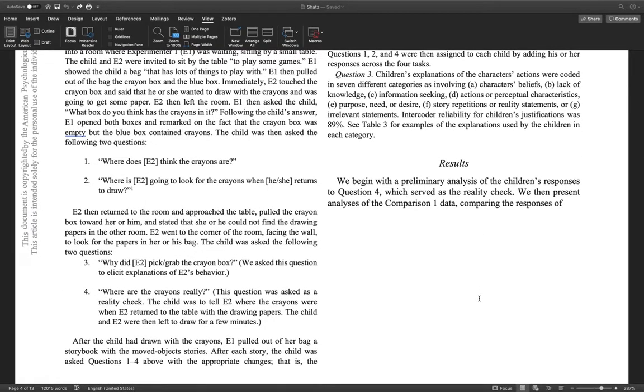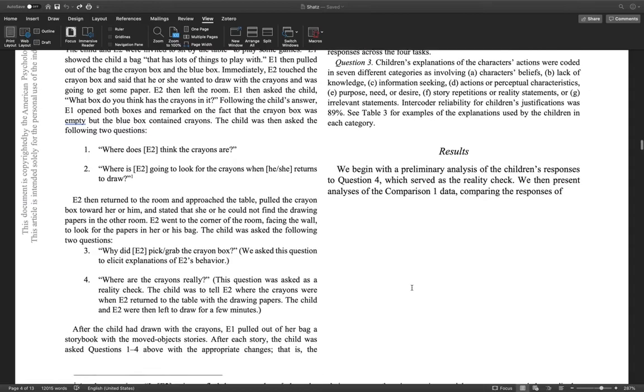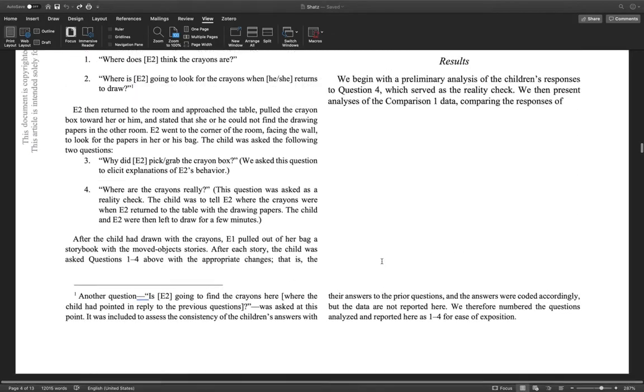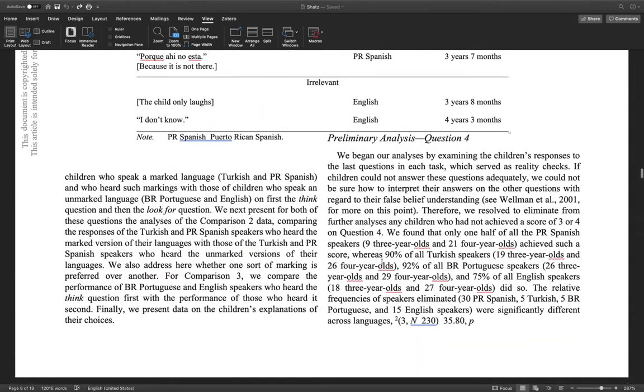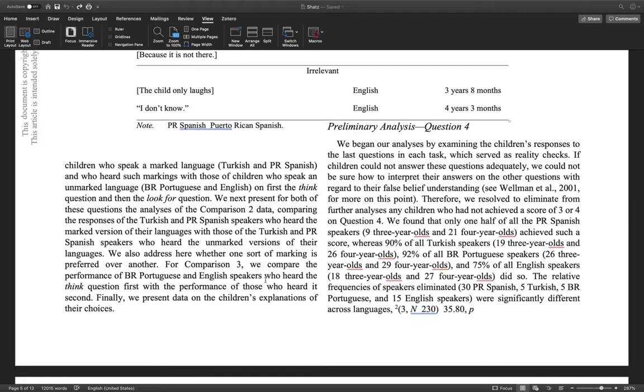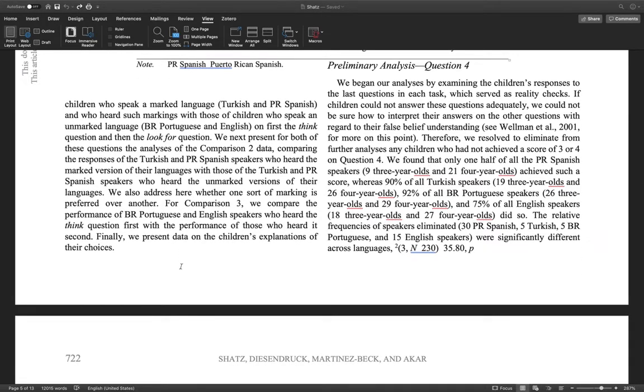We begin with a preliminary analysis of the children's responses to question 4, which served as the reality check. We then present analysis of comparison 1 data, comparing the responses of children who speak a marked language and who heard such markings with those of children who speak an unmarked language. On first the think questions and then the look for questions, we next present for both of these questions the analyses of the comparison 2 data comparing the responses of Turkish and Puerto Rican Spanish speakers who heard the marked version of their language with those of those same speakers who heard the unmarked versions of their language.